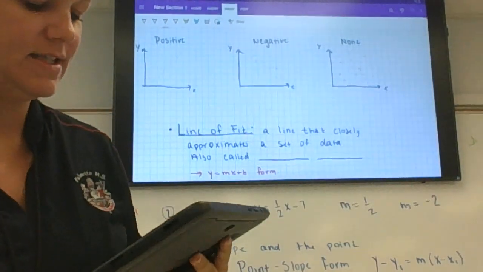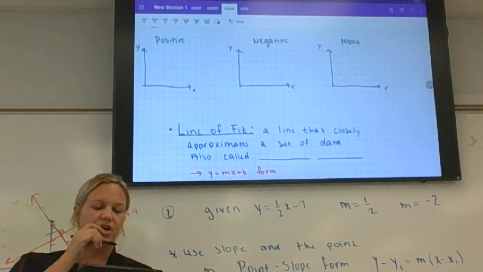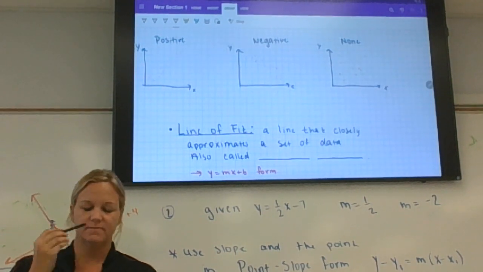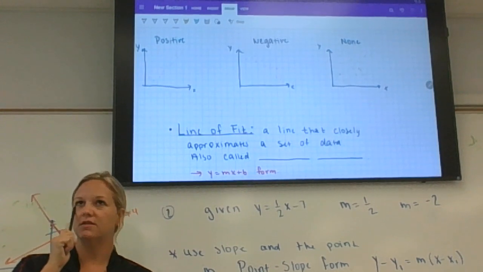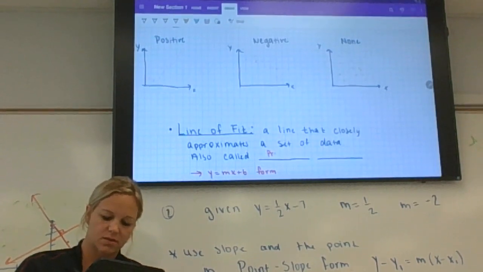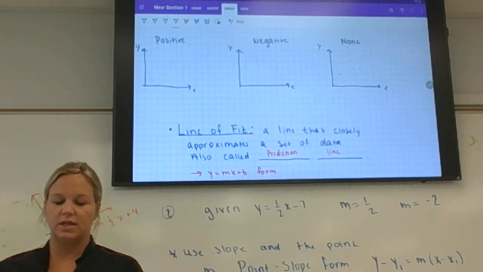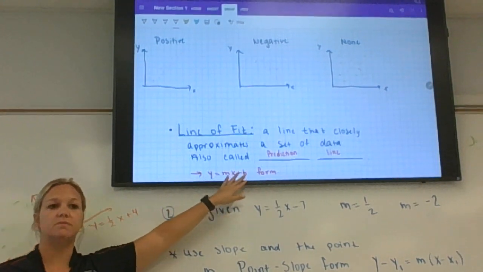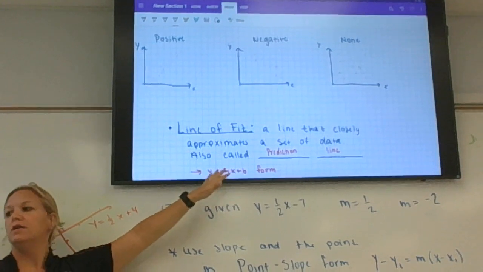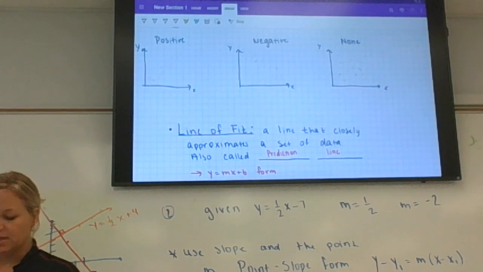A line of fit. So a line that closely approximates a set of data. This is also called a prediction line. And these lines of fit are in y equals mx plus b form, and that's why it's in this chapter. That's why we're still working on writing these equations. And as I introduce scatter plots, we're still writing equations. So we're not going far from the skills we've been building on.